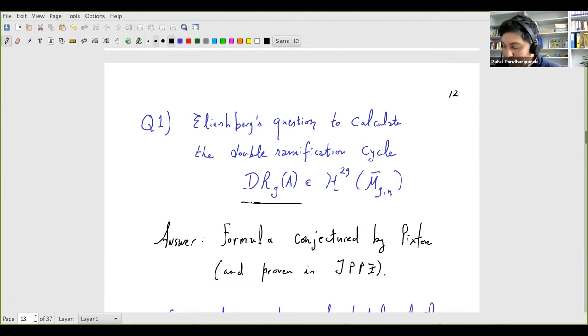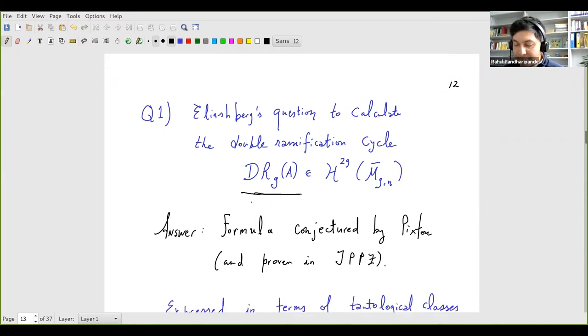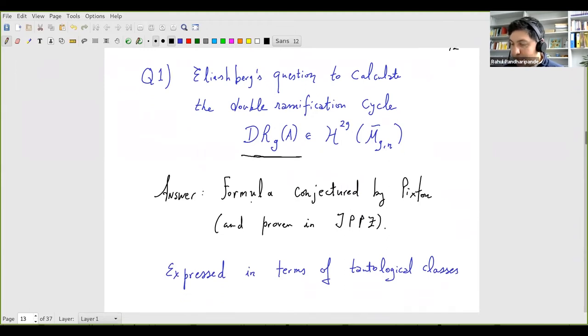And the answer is a formula conjectured by Pixton. And then it was proven some years later in this JPPZ paper. And so my next task is to tell you the formula. And it's expressed in terms of tautological classes.